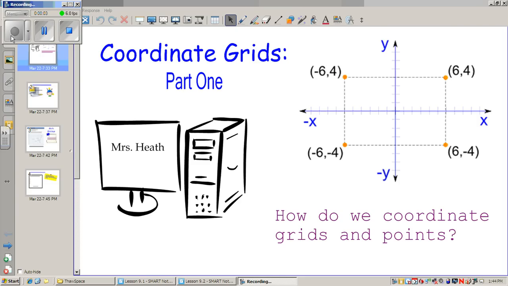Graders, this is Mrs. Heath recording lesson 9.2, which is on coordinate grids. Actually there are two parts to this, so this will be part 1. As I stated in lesson 9.1, it says, how do we coordinate grids and points? We did some practice with that with our game, kind of like battleships. We practiced doing points in ordered pairs.